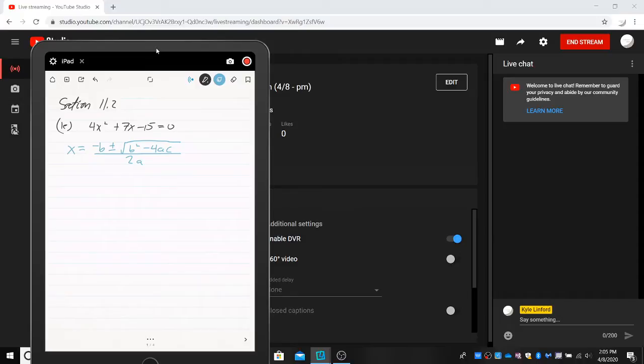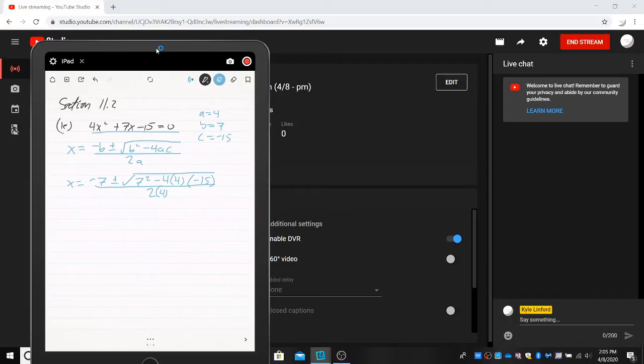Now let's go ahead and identify what we have here. First, it's important to say, make sure that it's in the proper format. And yes, we have the quadratic in the proper format. a here is 4, b here is 7, and c is negative 15. So I'm going to plug those in. I have negative 7 plus or minus the square root of 7 squared minus 4 times 4 times negative 15, all over 2 times 4.